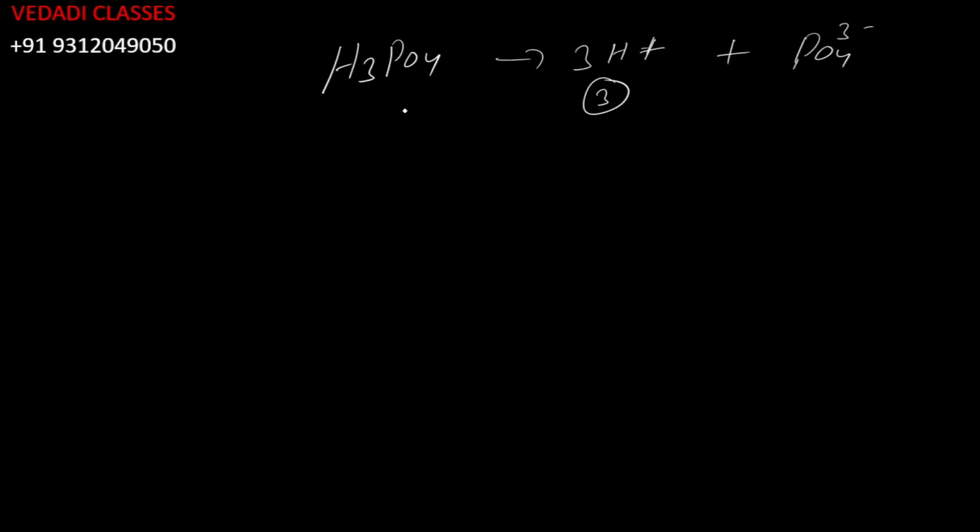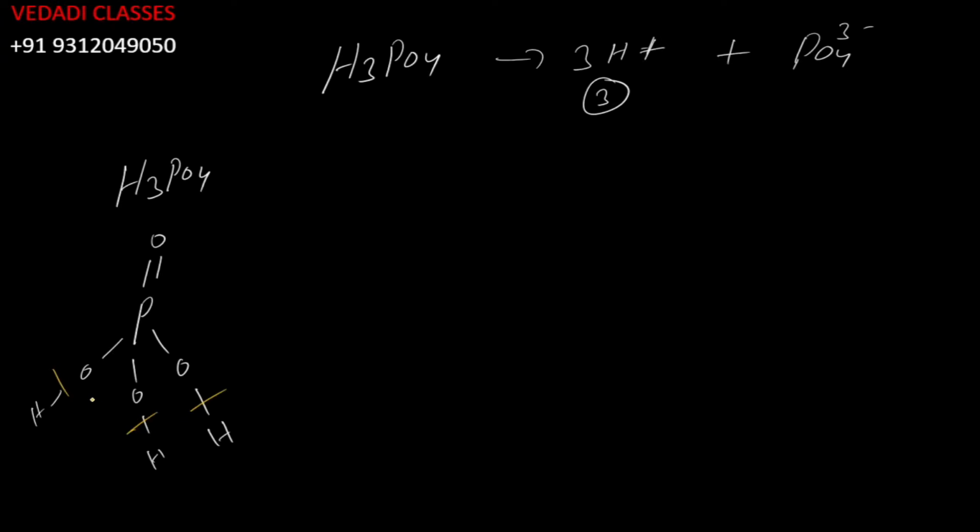Actually, the basicity of phosphorus acid and phosphoric acid depends on the structure. When you write down the structure of H3PO4, it is like this: P double bond O, and then OH, OH, and OH. So it has 3 displaceable hydrogens, 1, 2, 3, each directly attached to oxygen. So its basicity is 3.